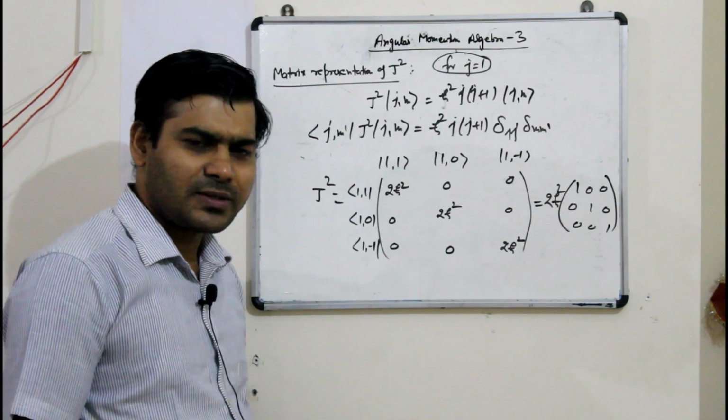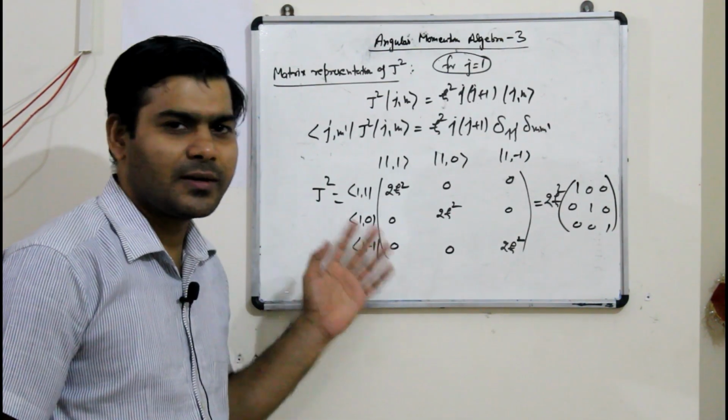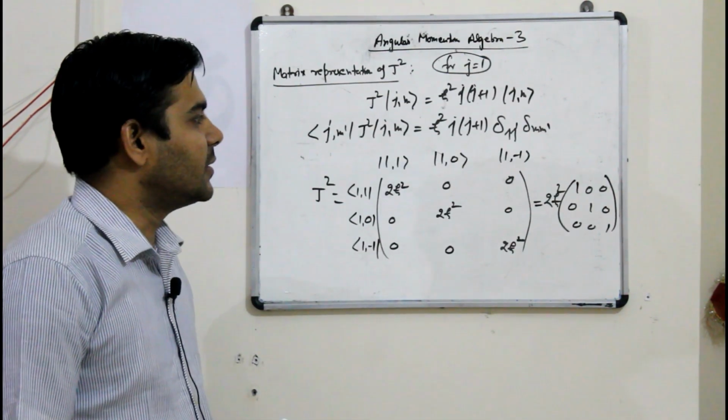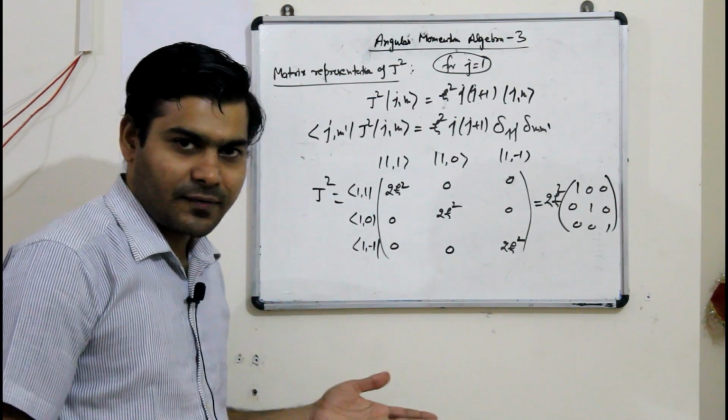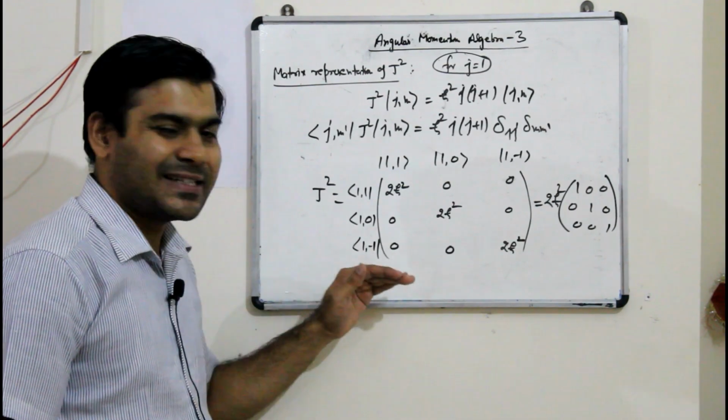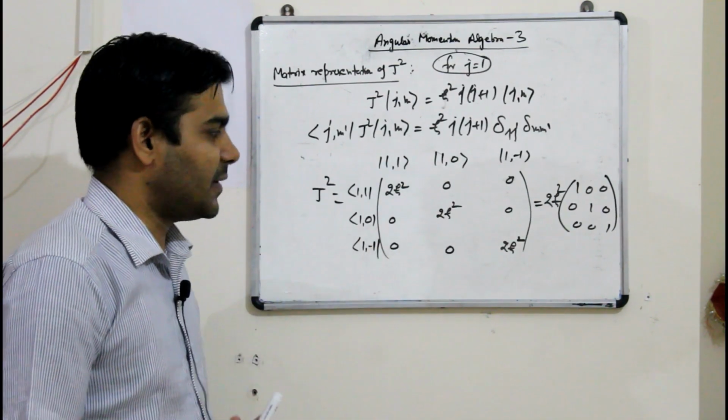Similarly, if j is not 1, something else like half or something, we can follow the same procedure and write down the same matrix representation of j square. Depending upon how many values of m are allowed, that will decide the dimensionality of these matrices.